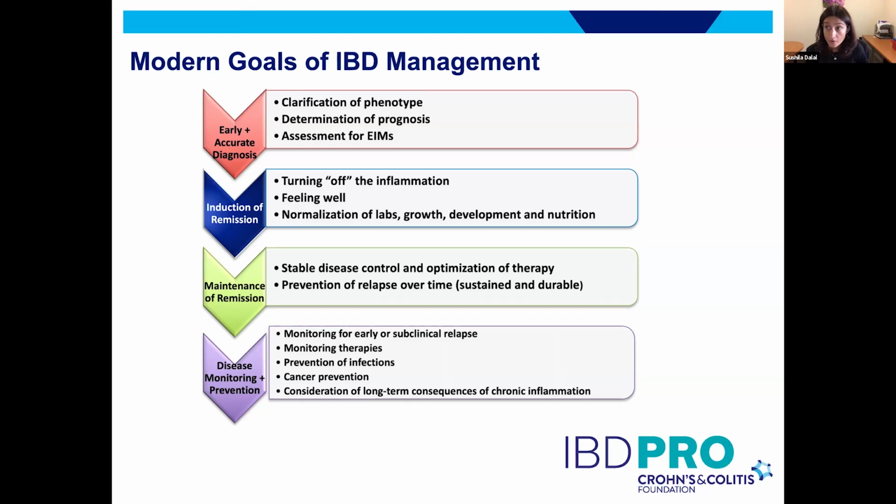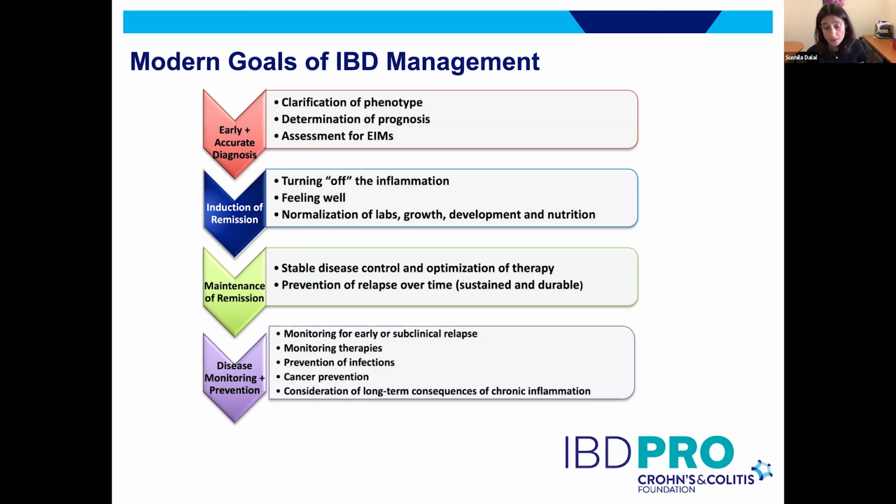We want to monitor their therapies. We're going to talk through all of our IBD therapies and what lab monitoring and other parameters are needed to keep our patients safe on their medication regimens. We want to prevent infections, make sure our patients are up to date with vaccines. Cancer prevention, we want to make sure that they're up to date with colorectal cancer surveillance, with skin surveillance if they're on a therapy that may increase the risk of a skin cancer.